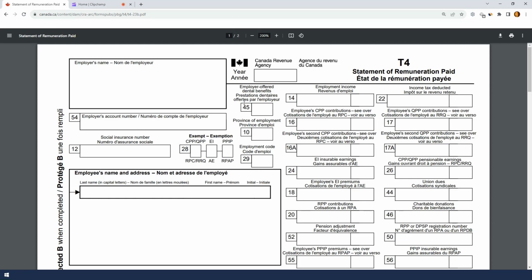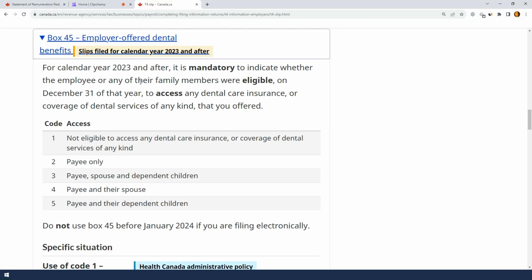Understanding your T4. All right, so first thing you should know is there's a new box for 2023. It's box 45. It's called Employer Offered Dental Benefits. All it does is it tells CRA whether the employee had any dental care coverage with the employer. So it's basically going to be a choice of five numbers.